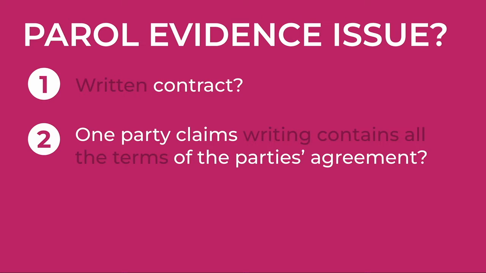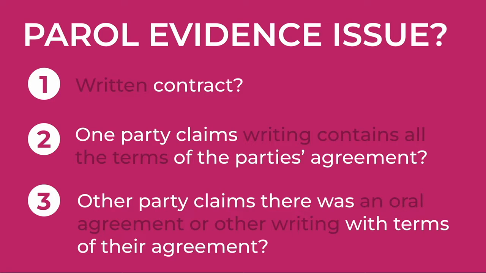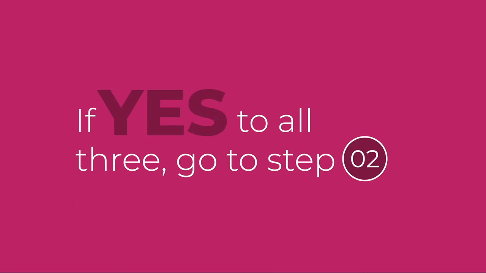It is this situation, as we just said: one party, me, Tracy, is claiming that the writing contains all of the terms, and you, the other party, are claiming that no, there's also this oral agreement we had that pre-existed the written agreement, and evidence of that should come in, either as the true terms of the agreement or as additional terms. So we definitely have what looks to be a parol evidence rule issue.